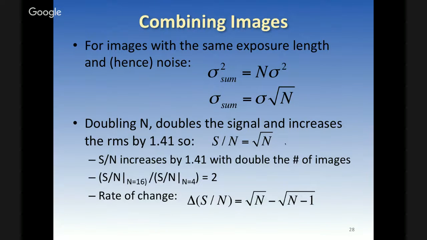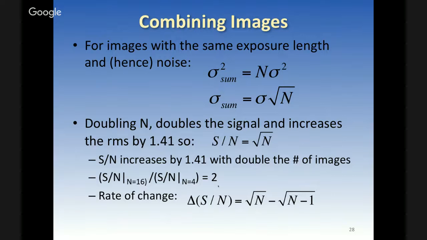And we all know this. If we take more images, we increase the signal to noise. So if we want to increase the signal to noise by 1.4, we can double the number of images. Doubling the number of images increases signal to noise by 1.4. If we want to increase the signal to noise by a factor of 4, we need to increase the number of images by a factor of 16.